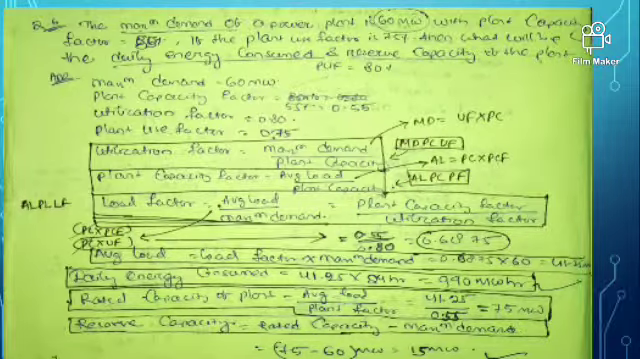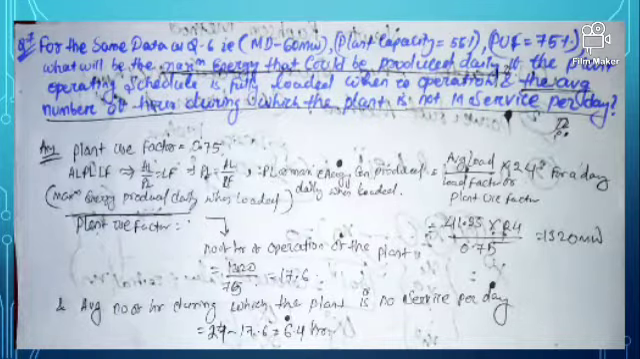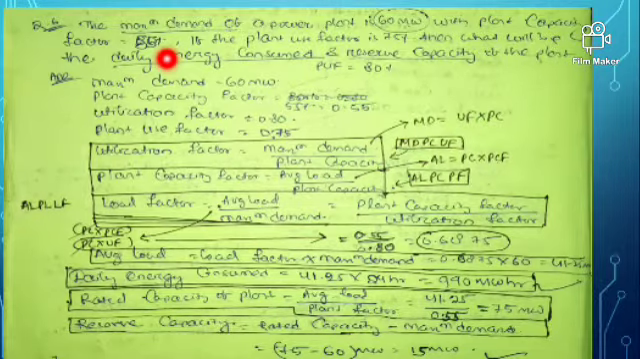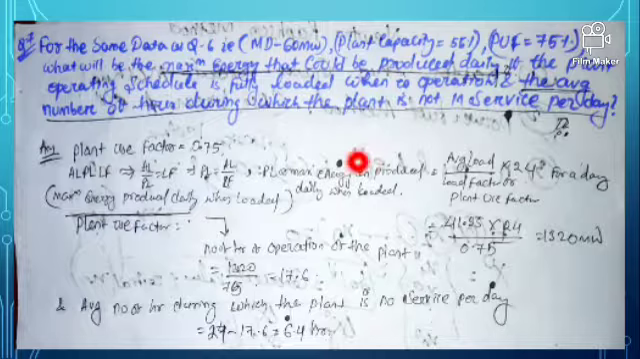Next, come to problem number 7. So please read out the problem. Let me read. For the same data of question number 6, the data are the same. That means the maximum demand is equal to 60 megawatt, plant capacity factor is 0.55, utilization factor is 0.80, and the plant use factor is 0.75. All the data are the same. Here plant capacity factor is 55%, plant use factor 75%.